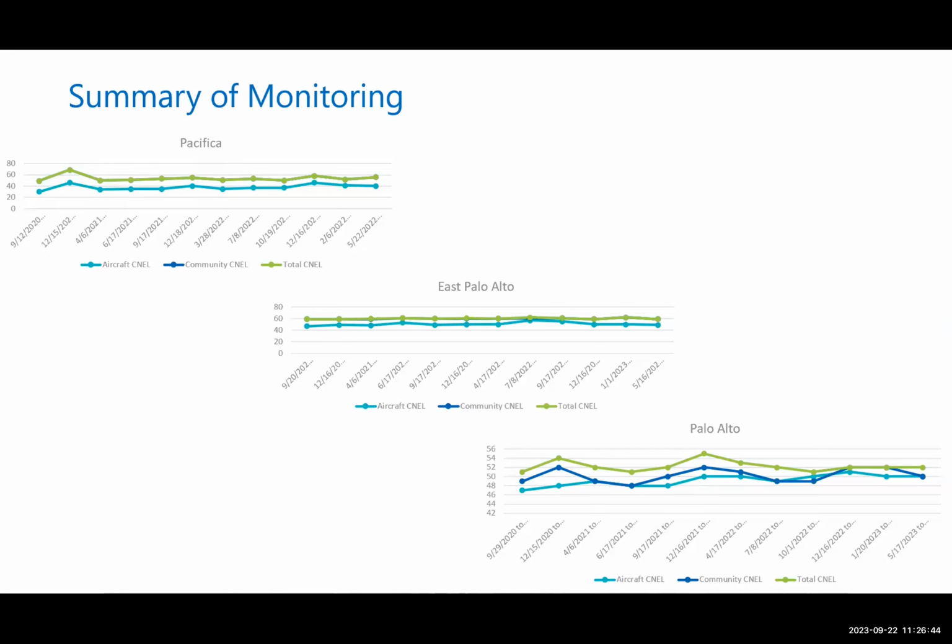Would have been December 2022 and January 2023 is where they joined up again. And then the teal line is typically at the bottom for your information, which is aircraft noise.